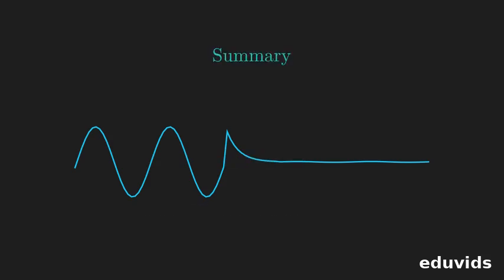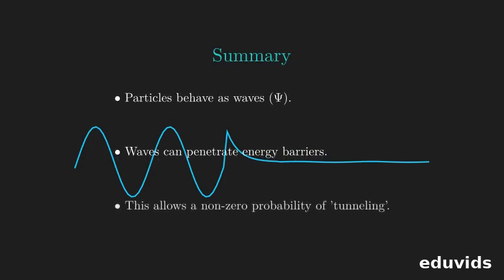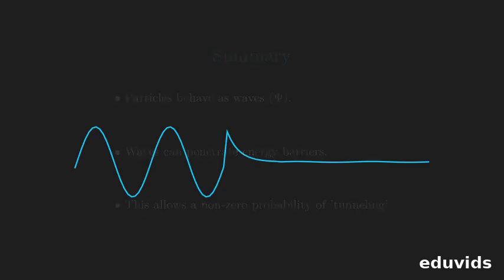To summarize, quantum tunneling occurs because particles behave as waves, giving them a small probability of penetrating energy barriers. This effect is purely quantum mechanical and proves that particles do not always behave like tiny, solid objects. Tunneling is vital for modern technology and for sustaining the life of our stars. Keep exploring the strange and wonderful rules that govern the quantum world.